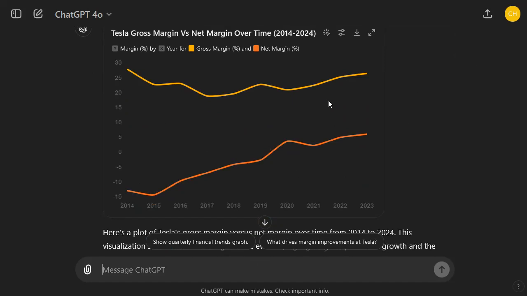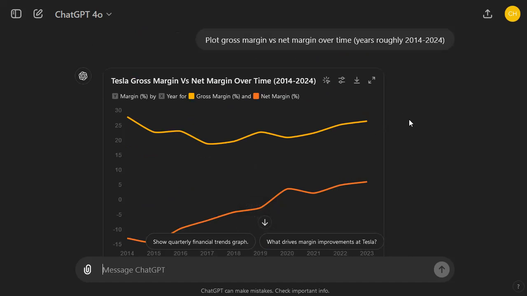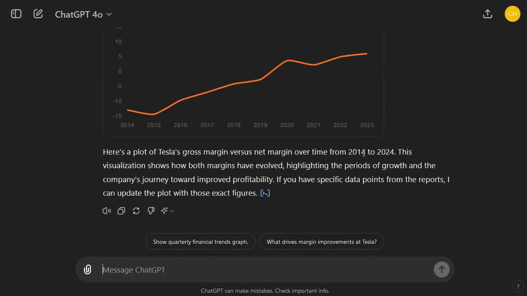This is so beautiful. You can see the gross margin of Tesla was more or less stable over time, but the net margin has improved, and now we are actually at profitability. So I think the net margin will further approach the gross margin because of their operational efficiency. So this is already great.